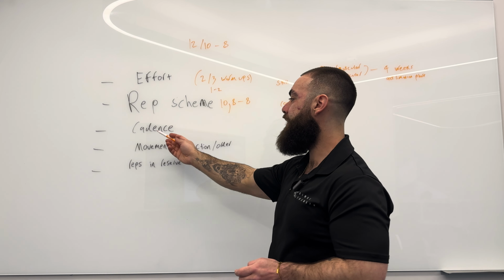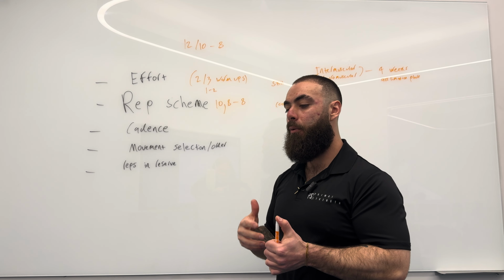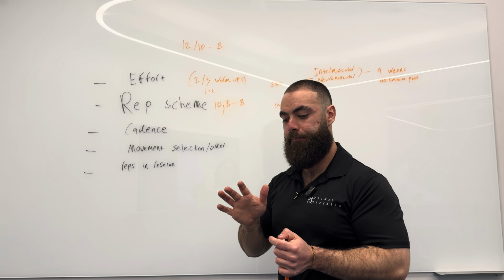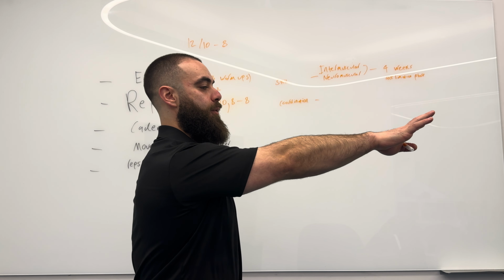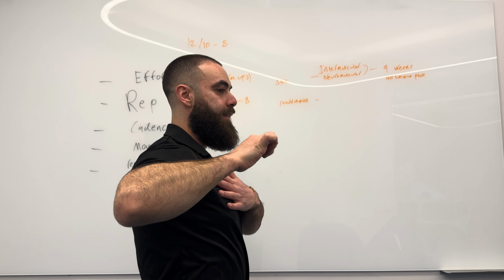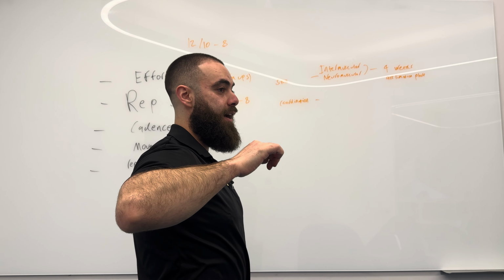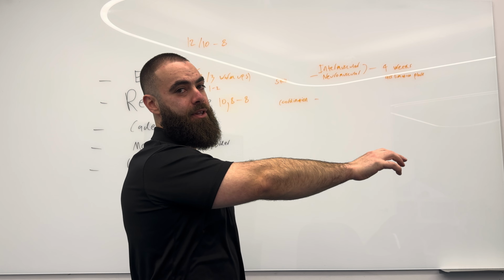So the next one is cadence. Cadence is pretty much tempo, right? So we look at all movements as 4 stages in a movement. Let's go with the bench press. We're just going to control that negative for 2 seconds, hold that lengthened static for a second, and then push as hard as we can in the concentric phase, and then hold that shortened position for a second.